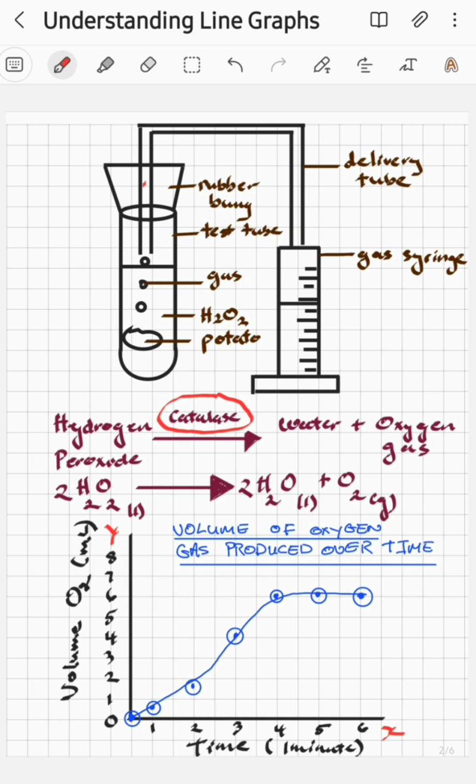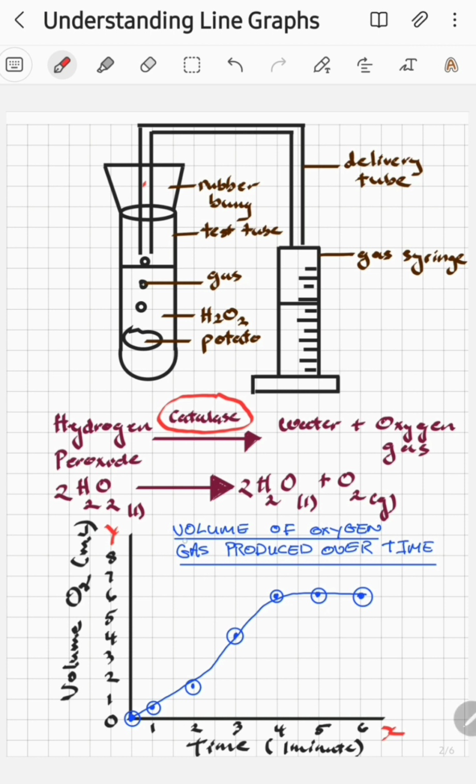Okay, so if we are doing an experiment like this and we want to know what volume of oxygen gas is produced over time, we can, of course, write this down in a table, but it's also nicely represented here as a line graph. So this is the first example. If you want to see how something changes over time, in this situation, we're looking at how much volume of oxygen gas is produced over time. We use a line graph.